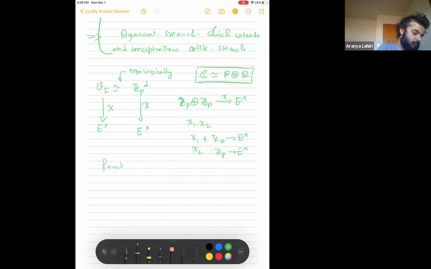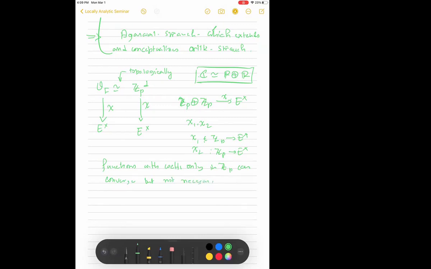Functions with coefficients only in Z_p can converge, but not necessarily with O_F, right? Oh, okay. O_F is a stronger condition.